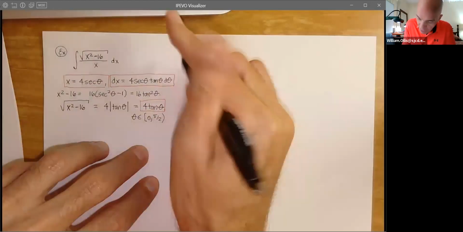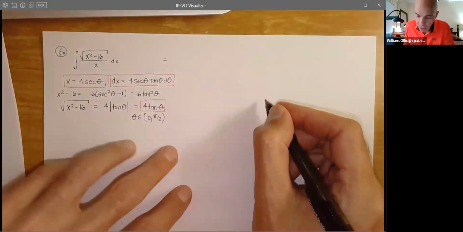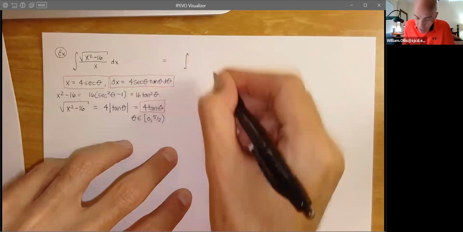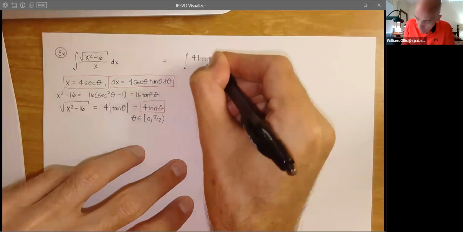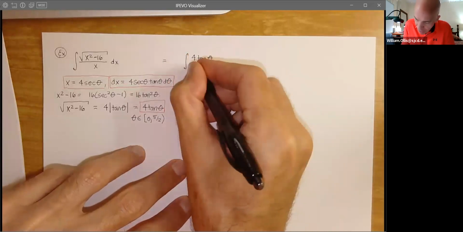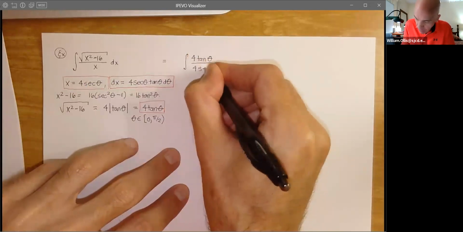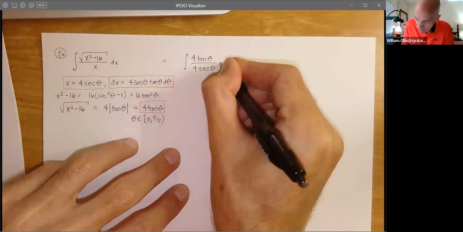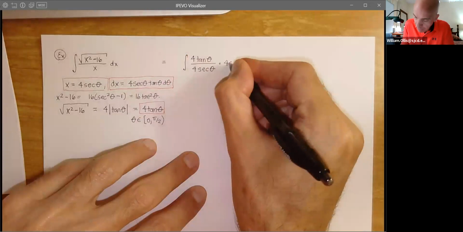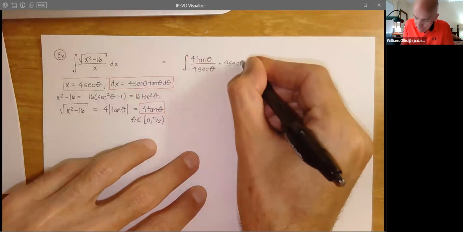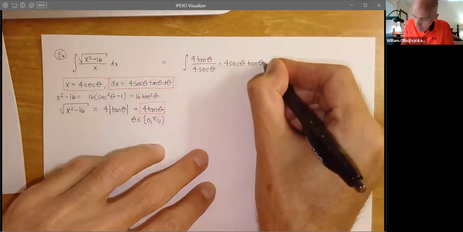So let's fill everything in. So this is like miscellaneous substitution. You completely transform the integral. So we have the radical, which is 4 tangent theta, and the x is 4 secant theta, and then the dx is 4 secant theta tangent theta d theta.